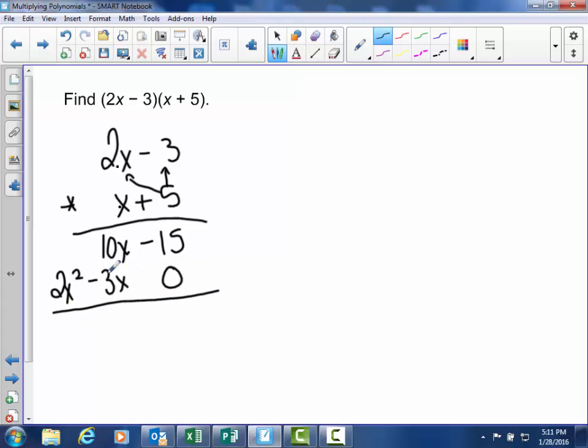And then we add, so 2x squared has no like term, so we just bring it down. 10 plus negative 3 is positive 7x, and negative 15 plus 0 is negative 15. All right, so those are your three different ways of looking at polynomial multiplication. You're going to get to pick which one you want to use, so knock yourself out on that.